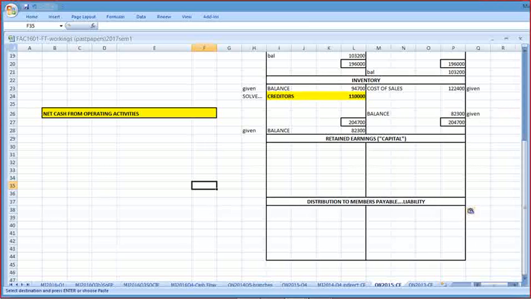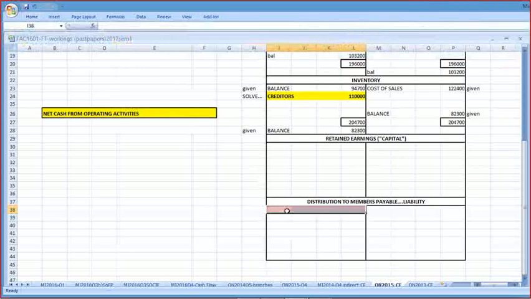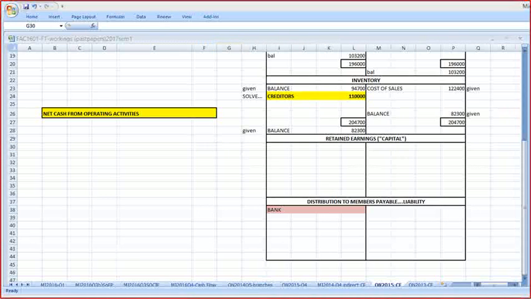Debits and credits, what are we looking for? You just said earlier, bank is going to be where? On the debit side of distribution to members. Correct, that's it. You've got everything, now you just need to complete it. Try to recreate those two T accounts.